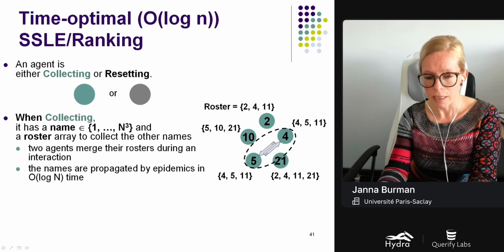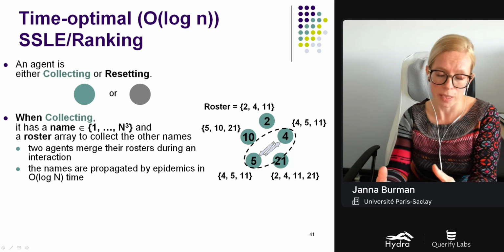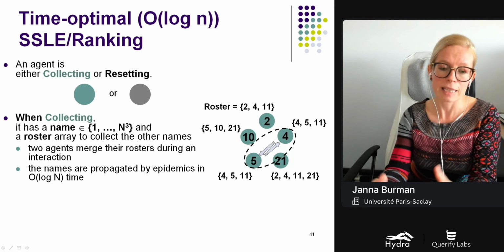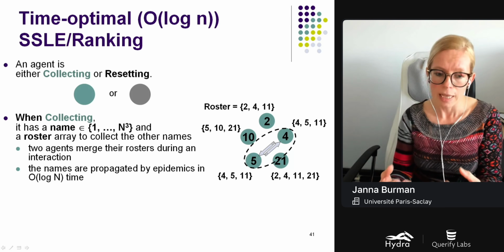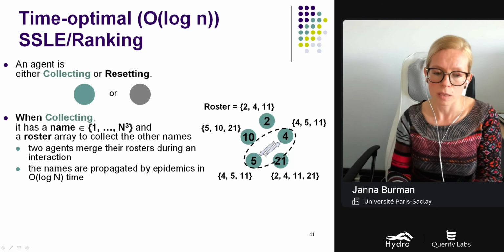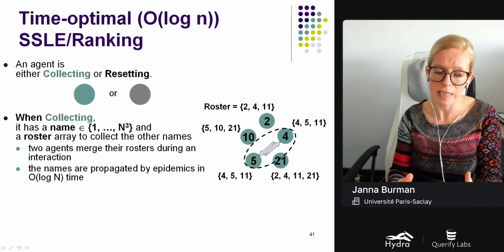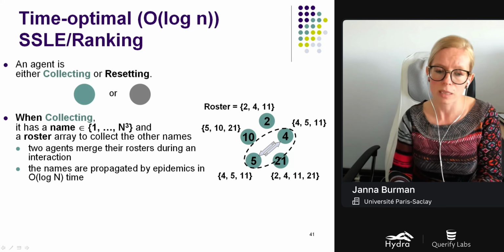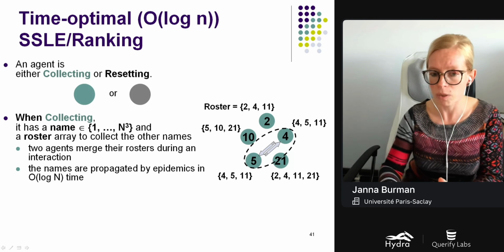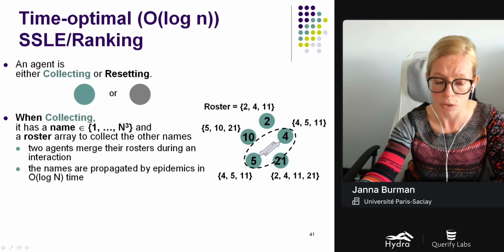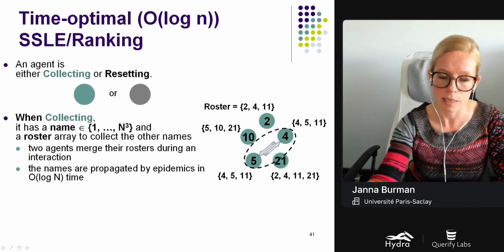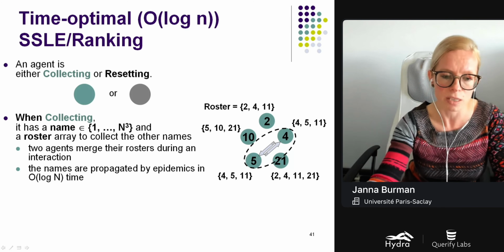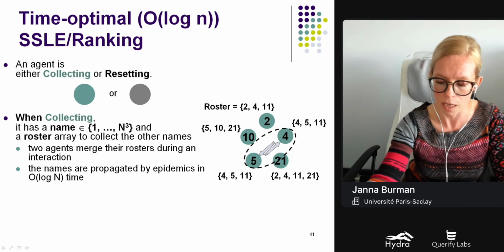And so in fact we realize here what is also called epidemics. We actually propagate the names, the content of the rosters, to the whole population, okay? And this primitive of epidemics, we just use it here. We know that it takes logarithmic time to propagate each name in such a way. Okay, so we know that propagating all the names of all the rosters in parallel takes this time. Okay, it's not an easy result, but we can prove that it takes this time.